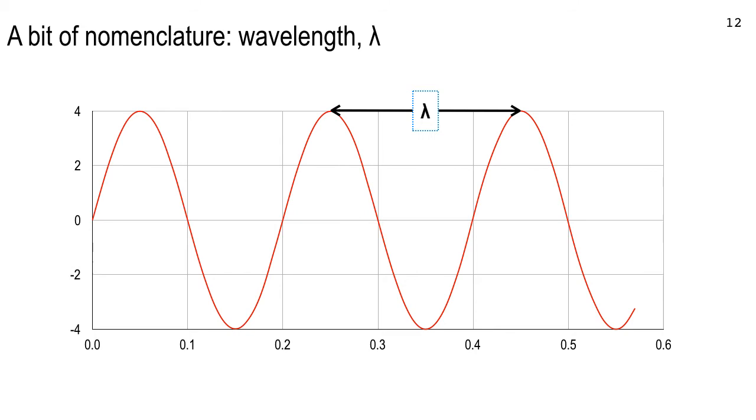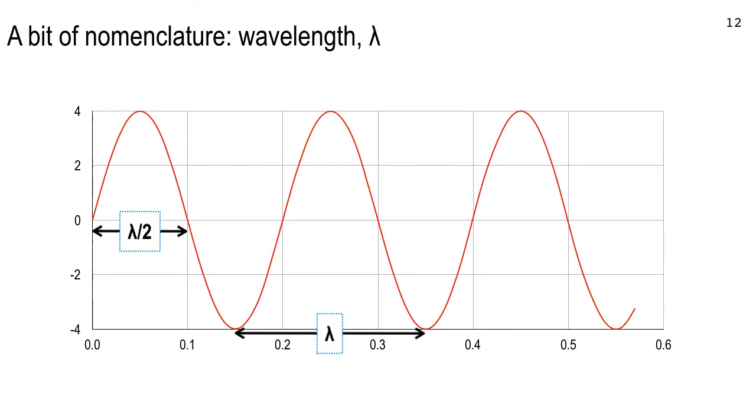You could do the distance between two successive troughs. Okay? Or any two matching points. The easy ones to see are the peaks and the troughs. So this is a wavelength. Now, half a wavelength is simply this: the distance of half a wave. In other words, the length of one bump, from the beginning of the bump to the end of the bump.